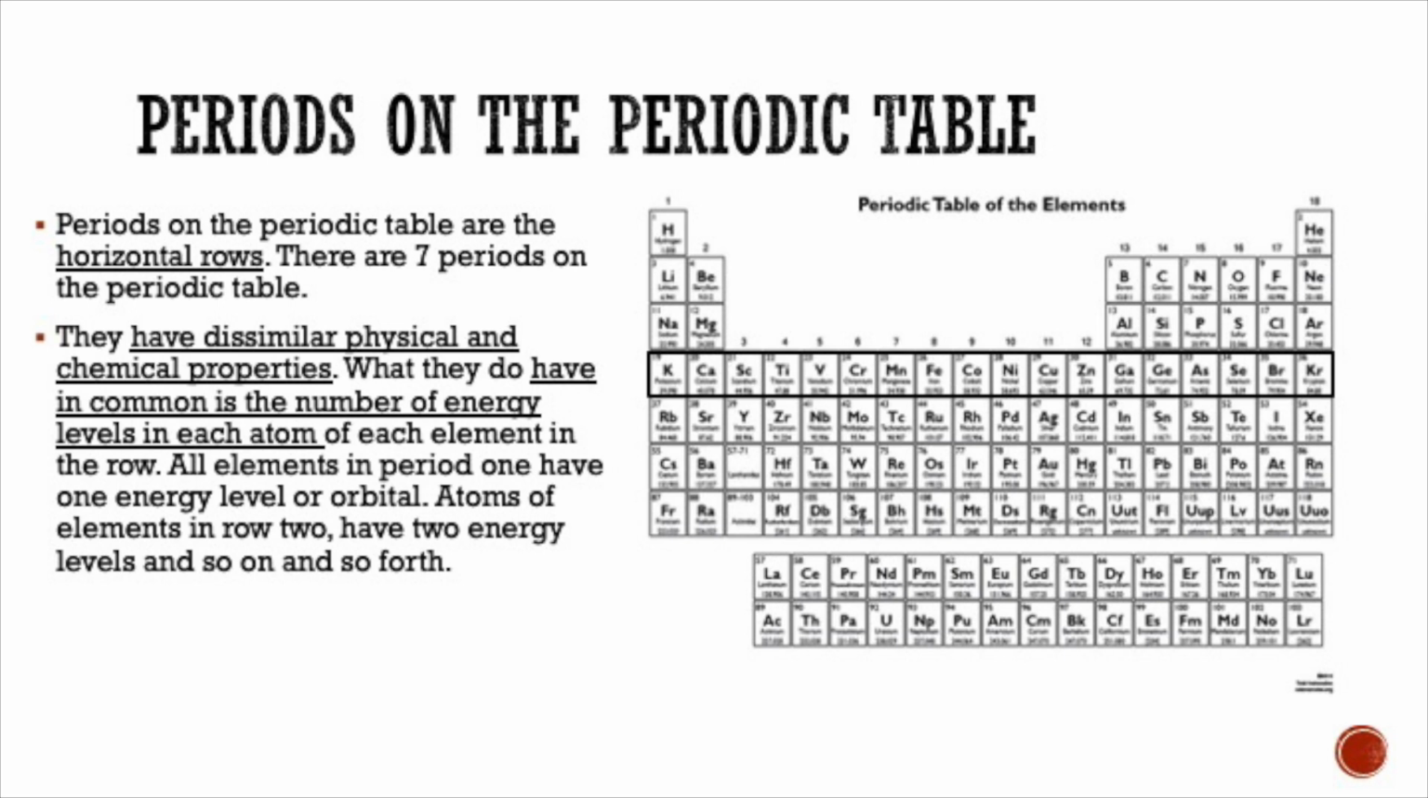So all elements in period 1, which are only hydrogen and helium, only have 1 energy level or orbital. If they're in period 2, they have 2 energy levels. If they're in period 3, they have 3 energy levels, so on and so forth. So the one that's highlighted here is period 4. So every element in that row has 4 energy levels.